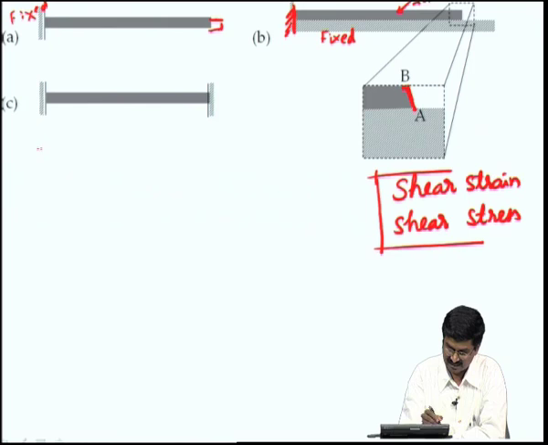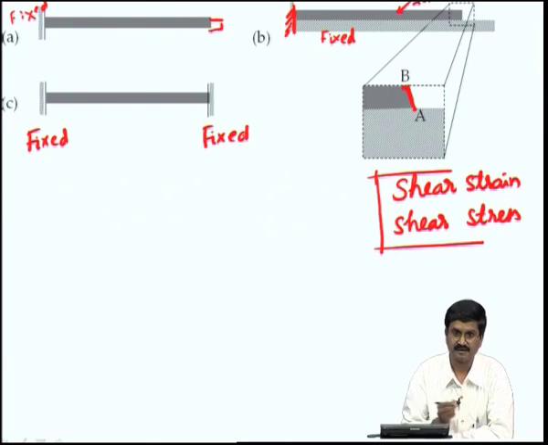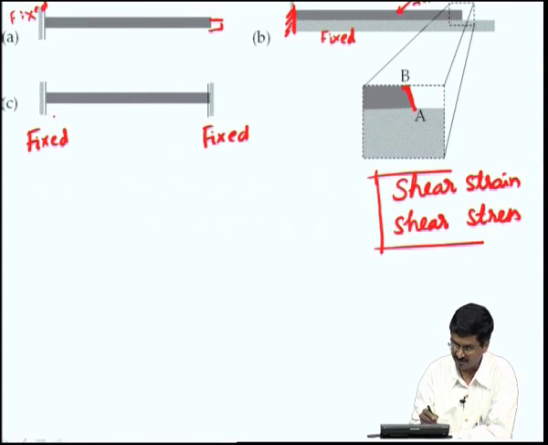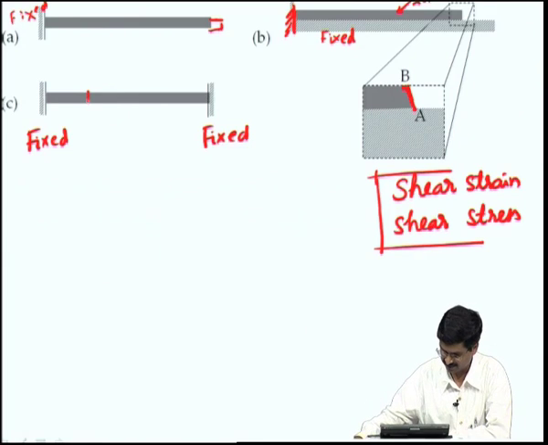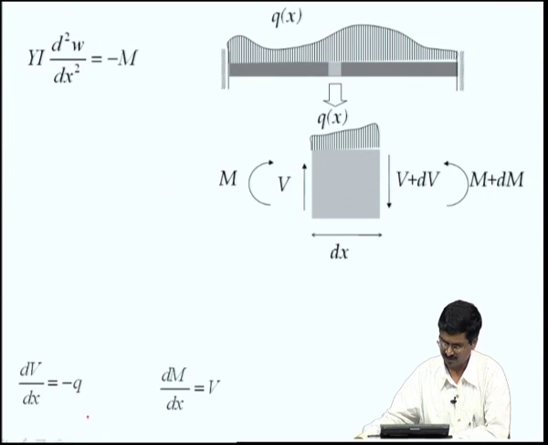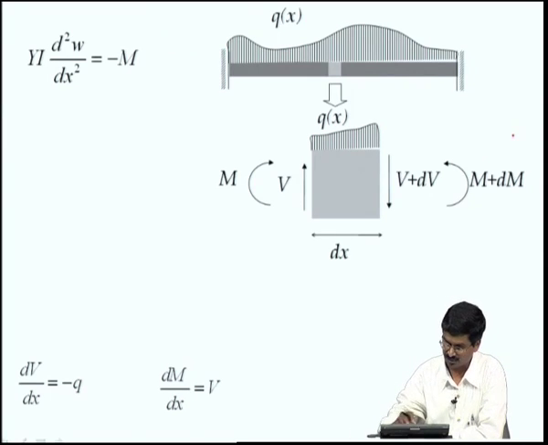Let us look at this other figure, where the beam is fixed at both ends. It is fixed at this end and it is fixed at this end. Now, when there is a residual stress here, how does that affect the behavior of this system? That is what we will discuss now. Okay. So, for that, we will look at the system as shown here.